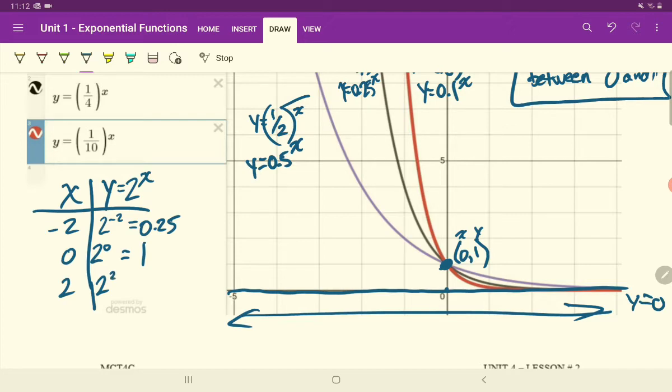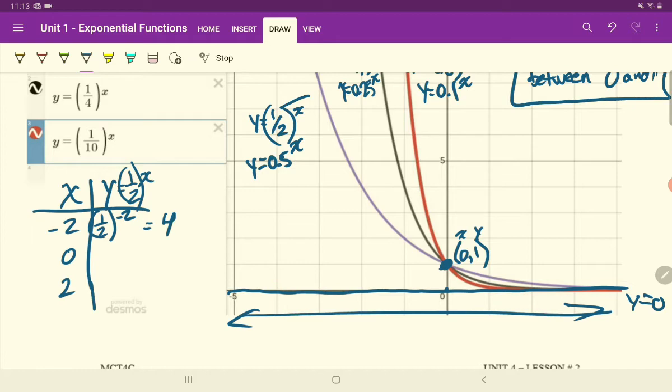Oh, I just realized I am using the incorrect base. I apologize for that. Let's just fix that really quick. It should be 1/2 to the power of x. Okay, I apologize for that. So let's do 1/2 to the power of -2. If you were to punch that into your calculator, it actually equals 4.